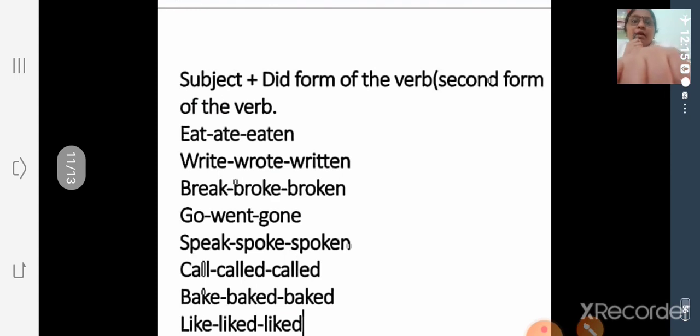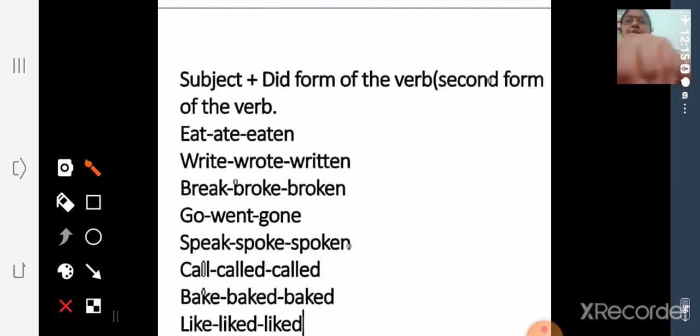Okay, then how to form the simple past tense? Subject plus did form of the verb. Did form or second form of the verb. In a simple past tense we always take the second form of the verb. In simple present tense we take the base form or first form. In simple past tense, it is the second form of the verb.